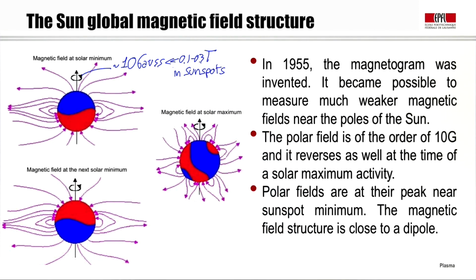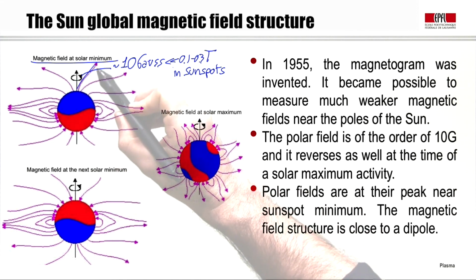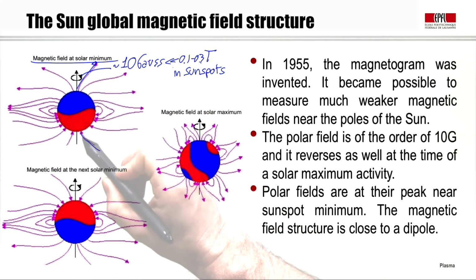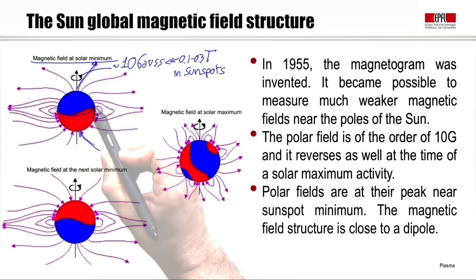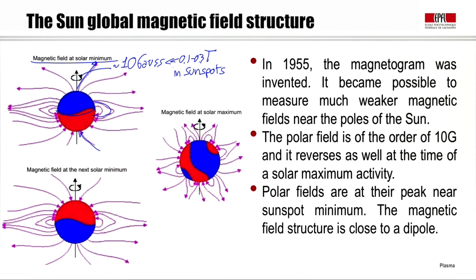At the time of minimum activity, which is shown in this picture here, the magnetic field of the Sun is close to a dipole with magnetic field lines that, for example, exit the North Pole and enter the South Pole for a specific solar cycle. Near the equator, the field lines are closed and connect approximately one hemisphere to the other.